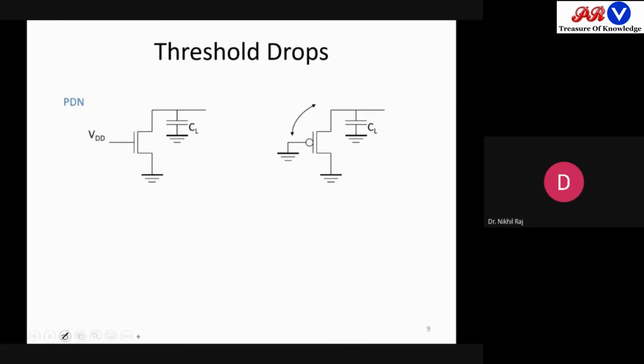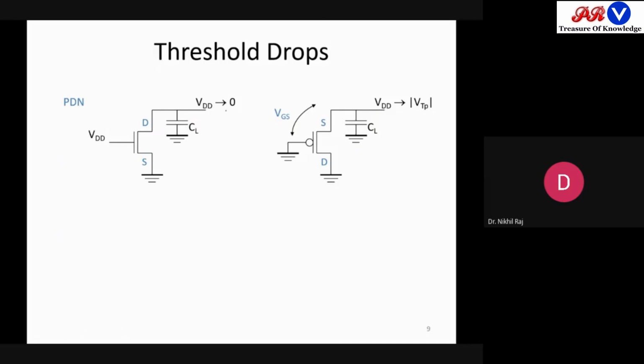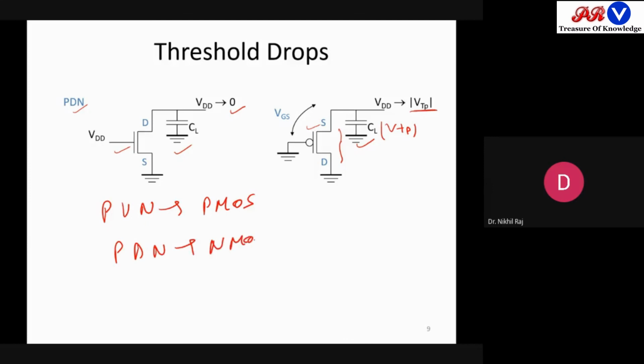Now we go for the pull-down network analysis. Similarly, using the VGS concept, you will see that it discharges completely to zero if it is an NMOS, but for PMOS a threshold voltage drop will be retained here. Due to this, it is not completely discharged, so a full swing of zero is not coming here. So for the pull-down network we go for the NMOS. This means for the pull-up network we select PMOS, and for the pull-down network we select NMOS.